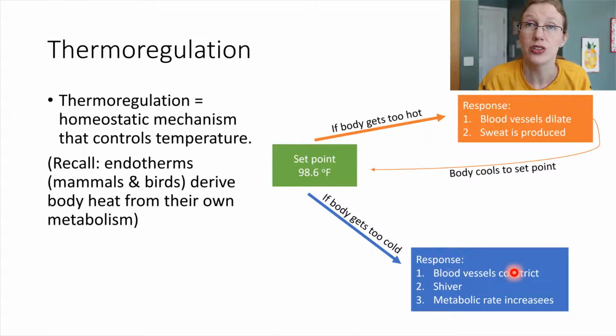The blood vessels will constrict, and that's going to happen so that the heat is brought away from the surface, more towards the center of the body, like where your heart is at. Helps to keep that heat very internal. And we'll also start shivering if we're really cold.